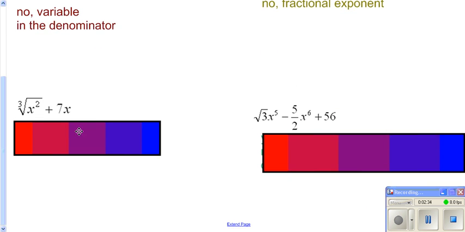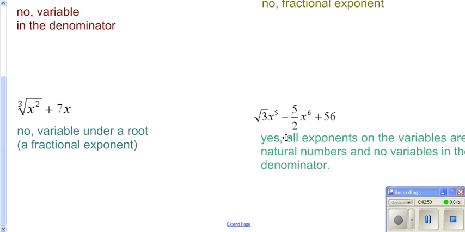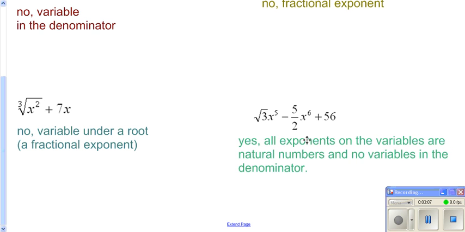So as we look here, once again, this one is not a polynomial because we have a root here. Remember, a root's really a fractional exponent, so this is really an x raised to the 2/3. So it's not a polynomial because of the fractional exponent. This last one here is a polynomial because all your exponents on your variables are positive whole numbers. No variables in the denominator, and no roots on our variables. Yes, we do have a root here, but it's only over the 3.